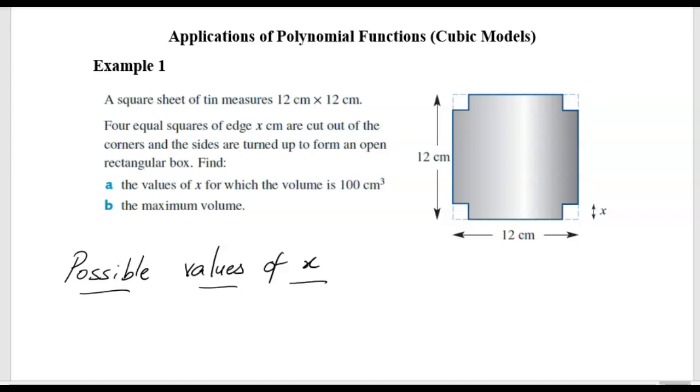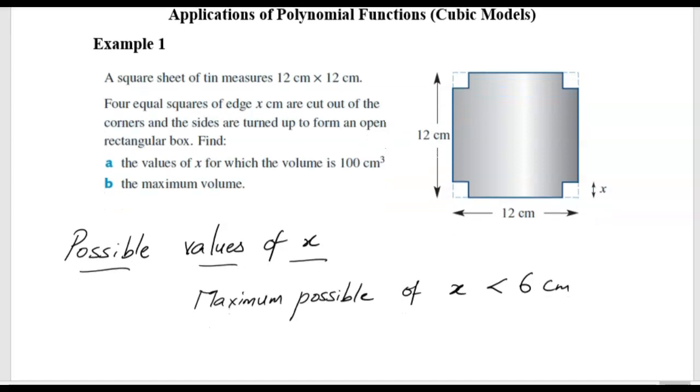The length and width of the sheet of tin is 12 by 12. I'm cutting 2 squares, one from each corner, if I consider the length, and similarly if I consider the width, I'm cutting 1 square from each corner. So the maximum possible value of x has to be less than 6 centimeters, because if I cut a square of 6 centimeters, I'm going to be left with nothing for the length or the width of the rectangular box.